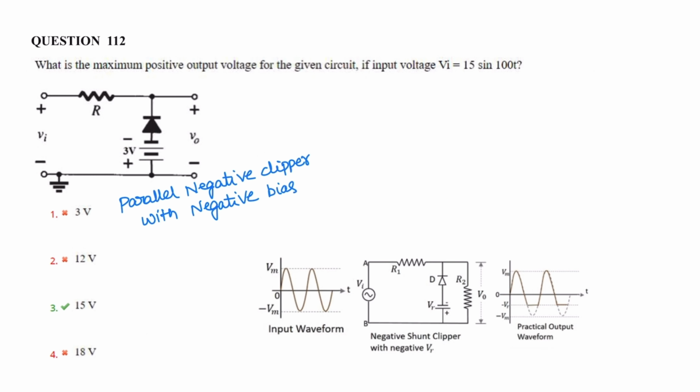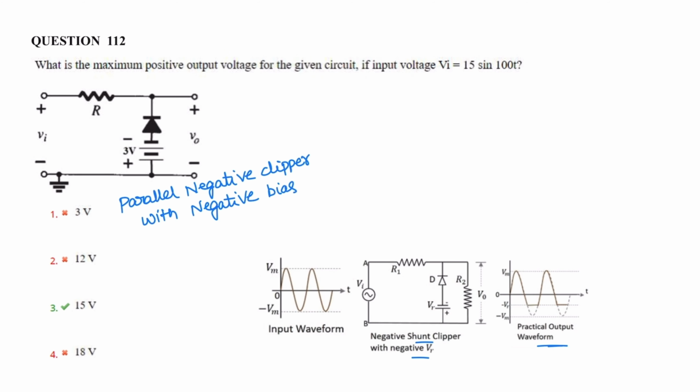Next question. What is the maximum output voltage for the circuit given if input voltage Vi is 1500 T? So the input voltage is 1500 T. The given circuit is a clipper circuit, a parallel negative clipper with negative bias. For a parallel negative clipper with negative bias, this is the practical output waveform.